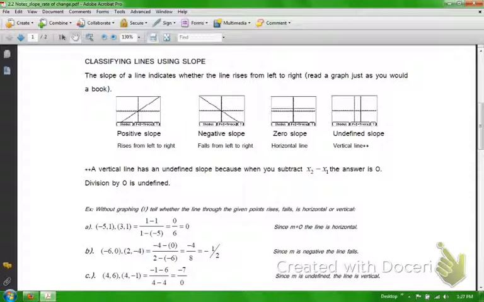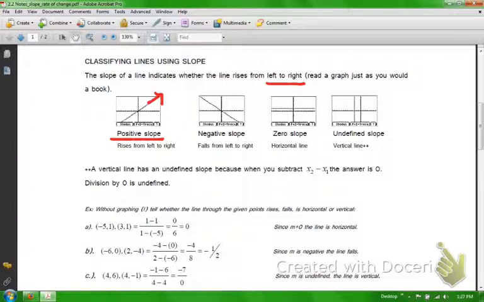You will be asked to classify lines using slope. There are 4 different classifications. The first one is a positive slope. It rises from left to right. Now, when you're reading a graph, which is kind of a strange term, you read a graph just like you read a book, which is left to right. Makes things a little simpler. It's a positive slope. It is rising.